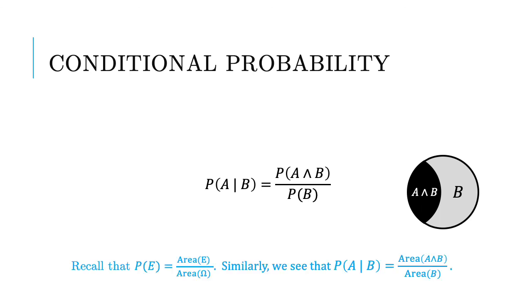Recall that the probability of an event E was the area of E over the area of the sample space. What we see now, similarly, is that the probability of A given B is equal to the area of A and B, now not over the area of the sample space, but over the area of B.